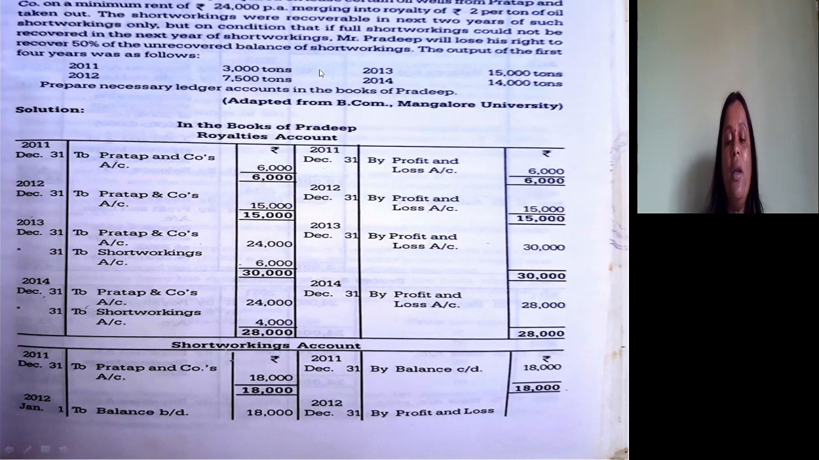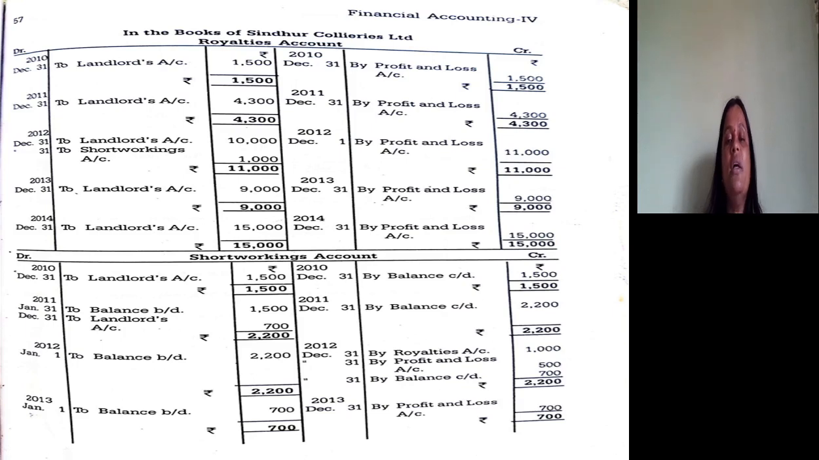Now at the end of the year we have to close the royalties account and short working account by transferring it to profit and loss account. So what's the journal entry? Profit and loss account debtor to royalties account. We are not closing the short working. We are closing the royalties account. Short working we are carrying forward.